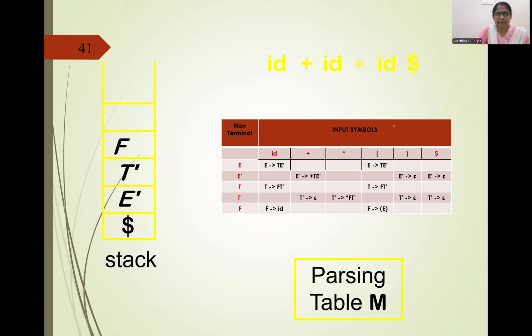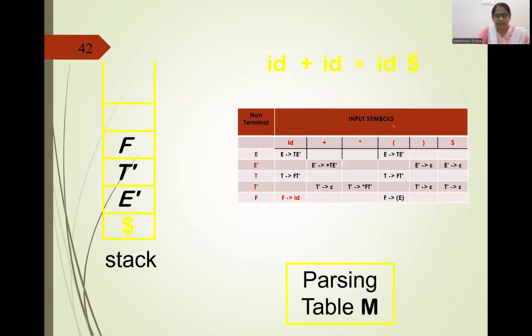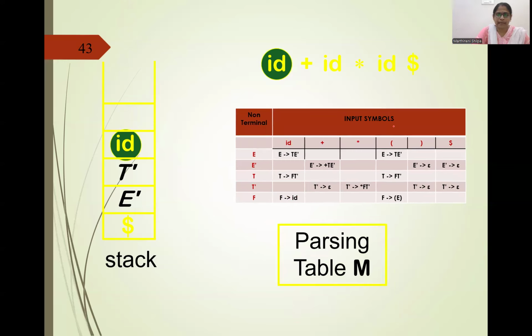Now F and ID will be compared. See, in the F row and ID column, there is a production rule F deriving ID. F is popped and ID will be pushed onto the stack. Now compare ID and ID. See, the top of stack element and the currently reading input symbol are matched. That means the parsing algorithm advances the input pointer to the next location, and the top of stack element will be popped.